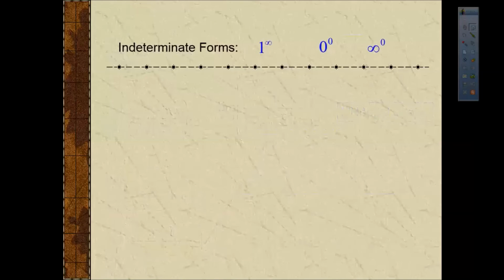Finally, we're going to look at the indeterminate forms 1 to the infinity, 0 to the 0, and infinity to the 0. For any of these three forms, we're going to use a little bit of a trick. I call it the natural log trick. And we'll see what that means.